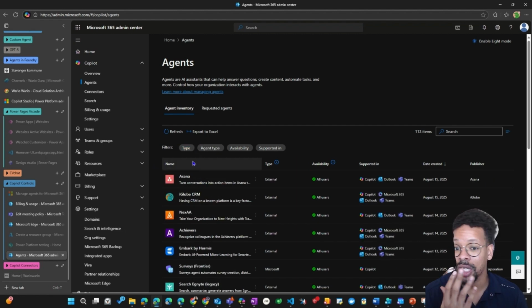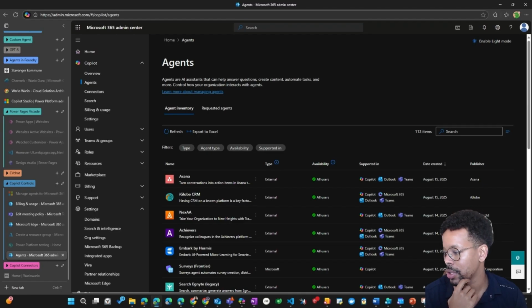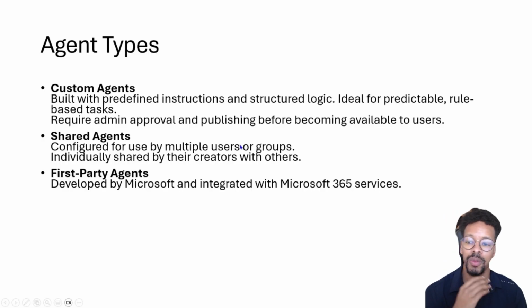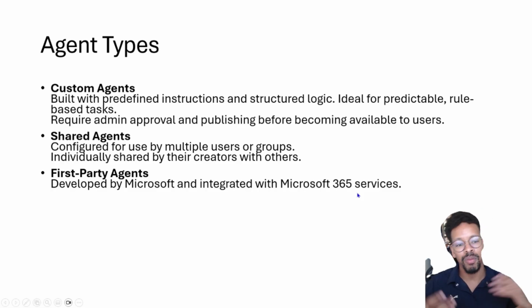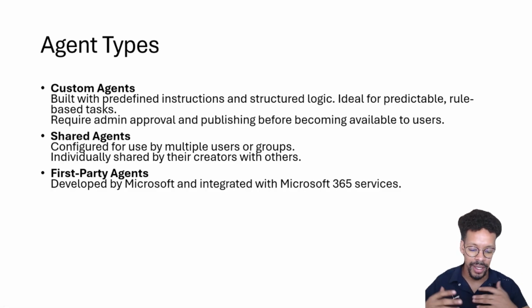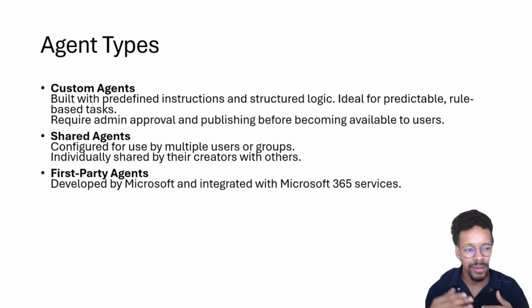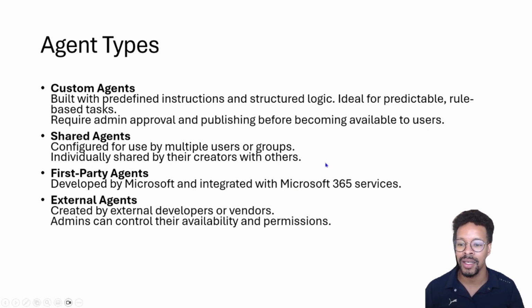You have the two types we've covered now, and let's go to the third type. The third type is first party agents. These are developed by Microsoft and are integrated with M365 services. This, for example, the researcher agent and the analyst agent, which you can also deploy from here, and you can either deploy it to all the users, or you can have a staged, rolling deployment, or you can roll out in pilots where you just add the users that need the licenses.